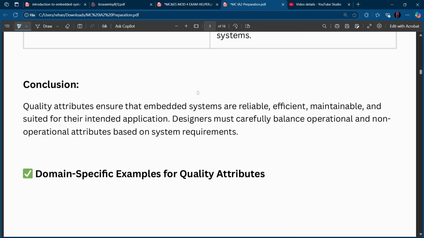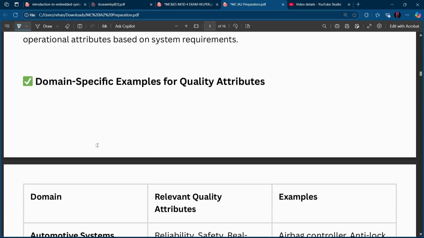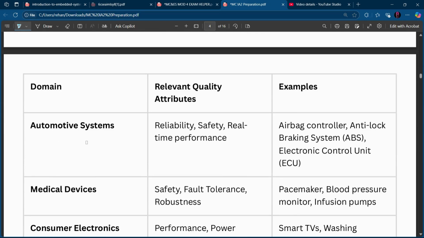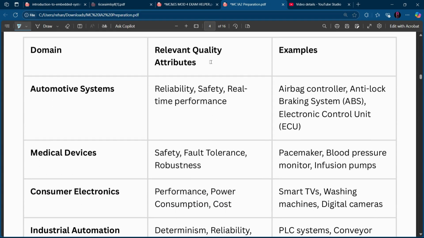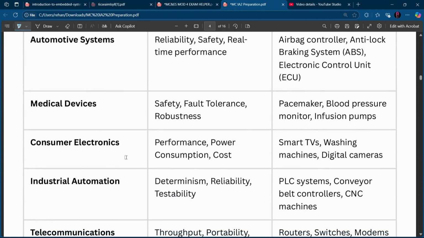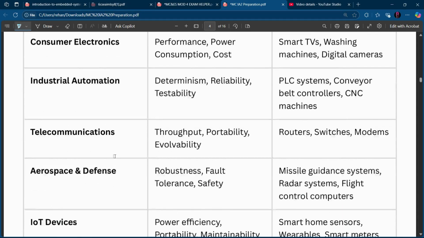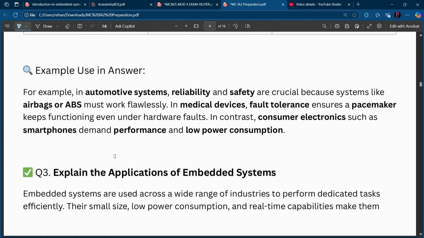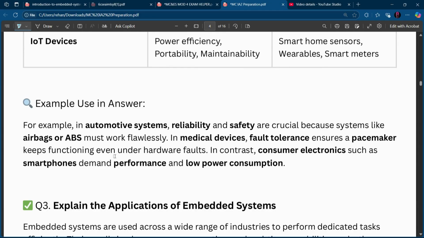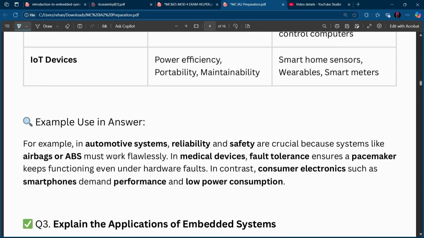Always mention a conclusion. If you want domain-specific examples, see automotive systems with relevant quality attributes, medical devices, and consumer electronics. You can pause and look at this. Use examples in your answer. That's all about this, and I don't think much more is required here. Thank you, and we'll see in the next video.